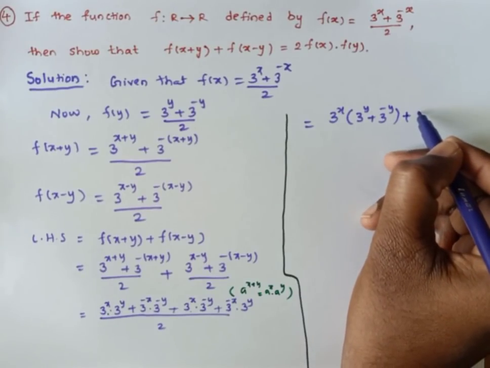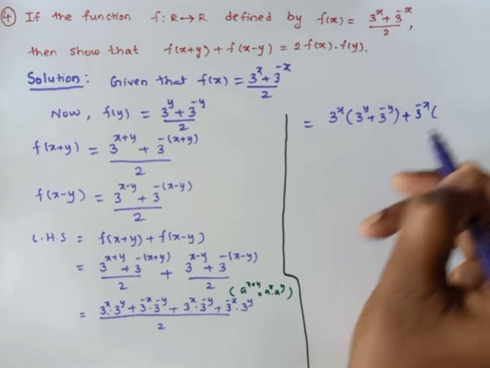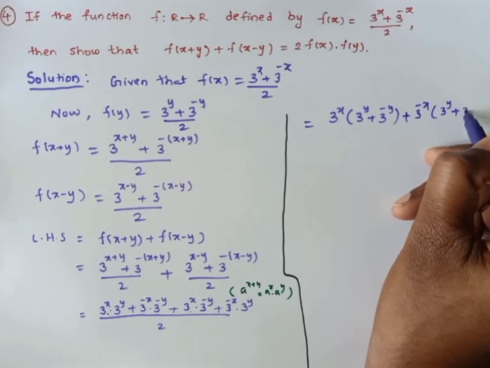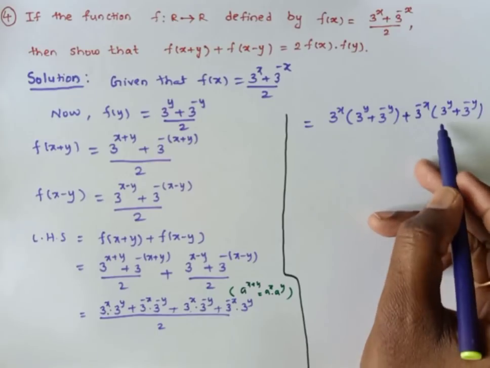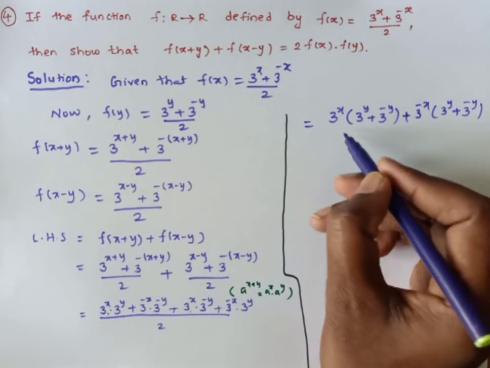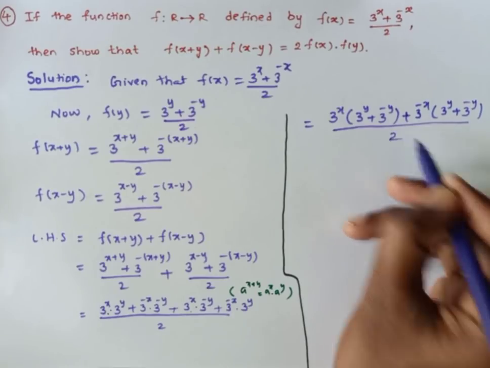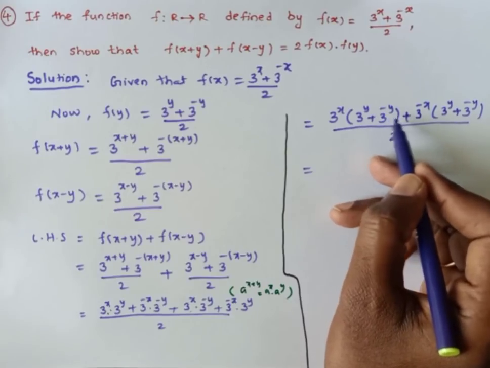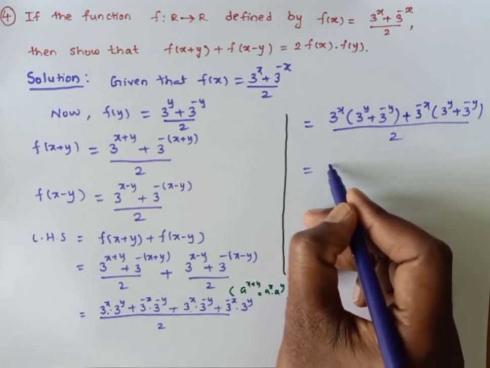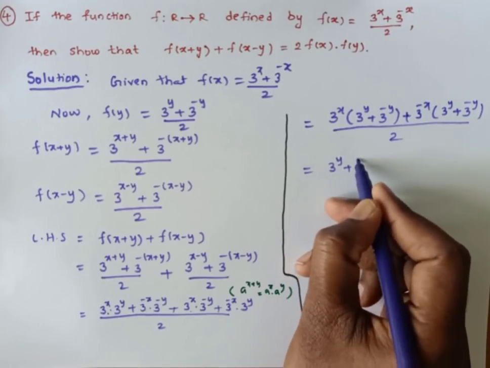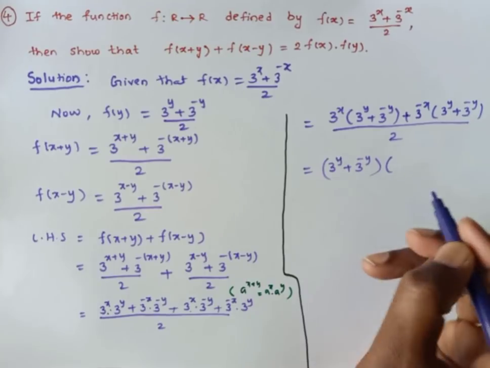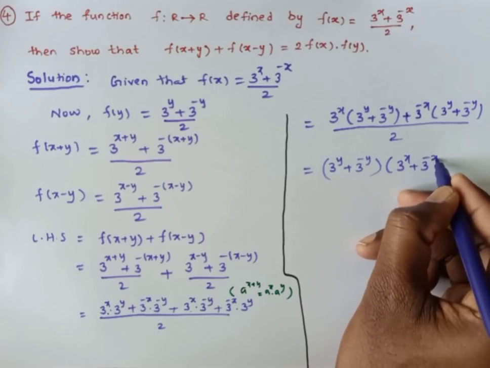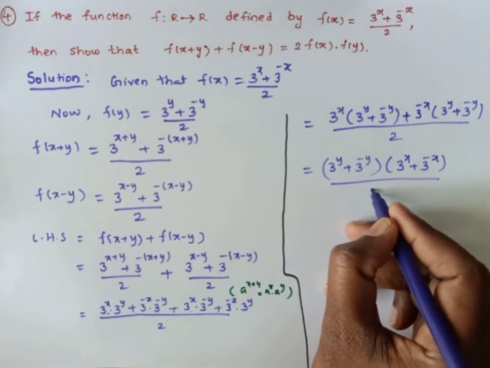3 to the power of minus x is common, so 3 to the power of minus x times 3 to the power of y plus 3 to the power of minus y. So this is the step from the second and fourth terms divided by 2. Now again you can observe 3 to the power of y plus 3 to the power of minus y is common from both the terms, so this is 3 to the power of y plus 3 to the power of minus y into the remaining part, 3 to the power of x plus 3 to the power of minus x divided by 2.